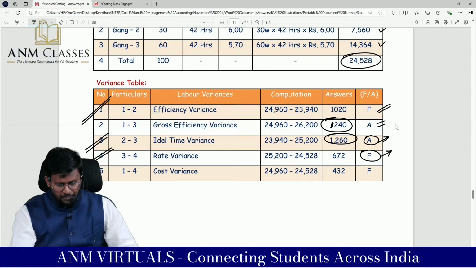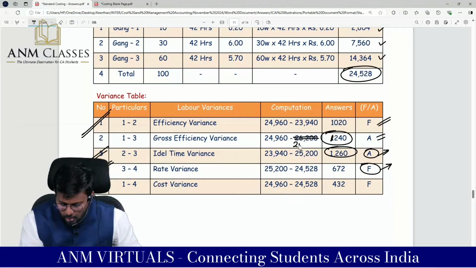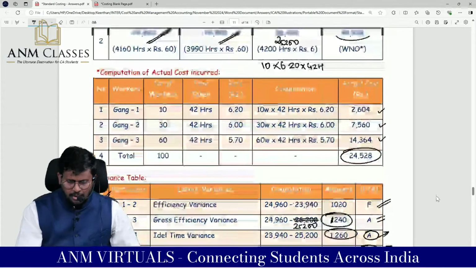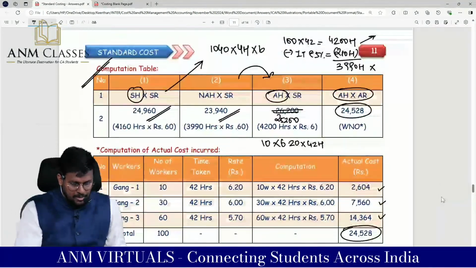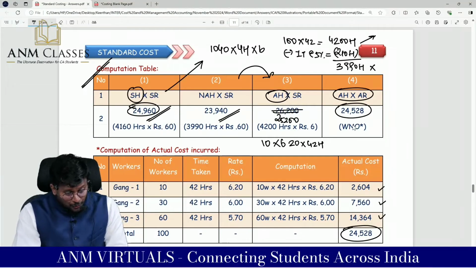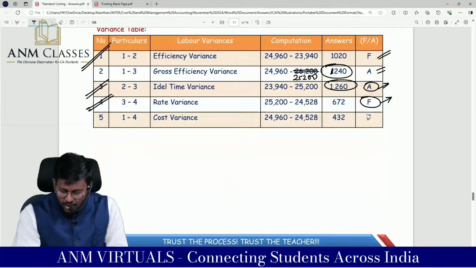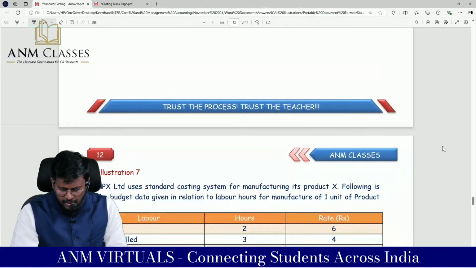Are you really with me? Here we are having a printing mistake. It is 25,200. Comfortable? Yes sir. Now the ultimate cost variance: instead of spending 24,000, I have spent 24,528. Good or bad? Good. So 432 rupees favorable is the answer to the question.